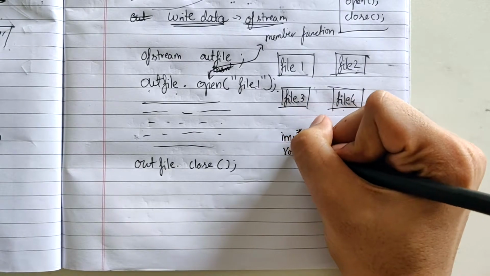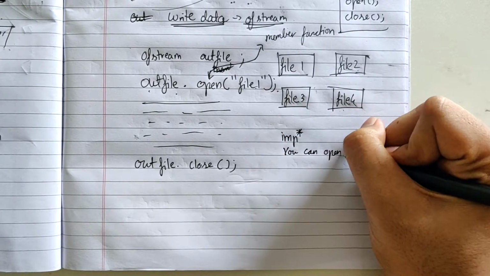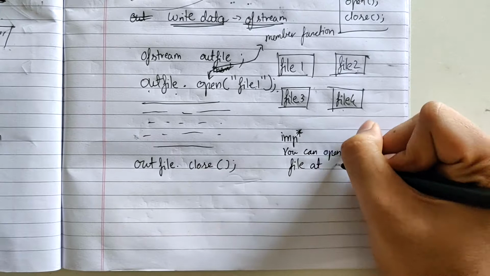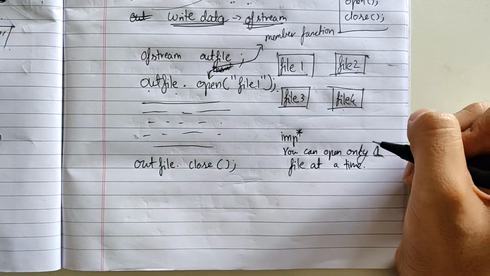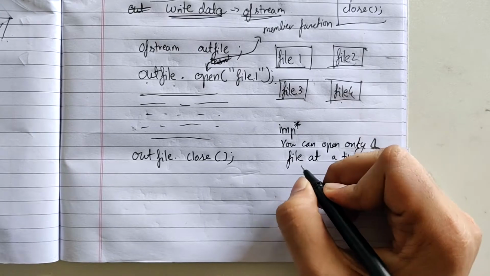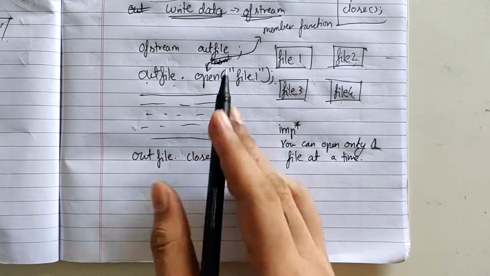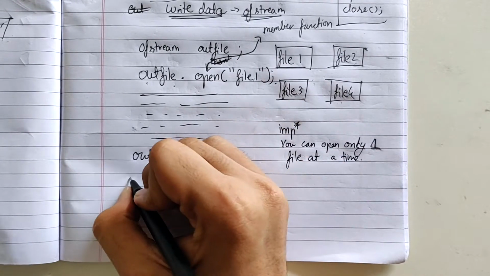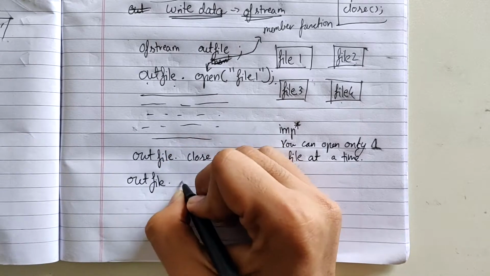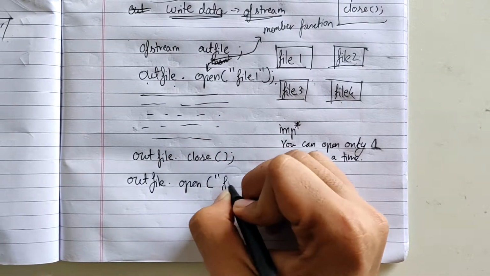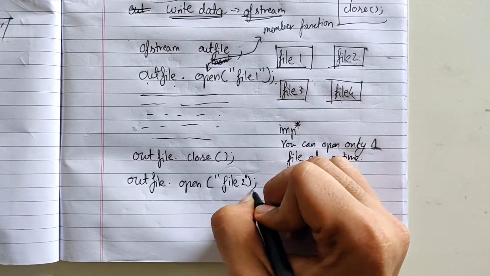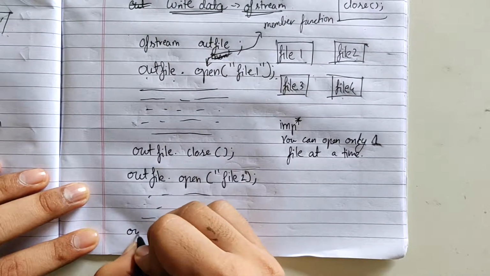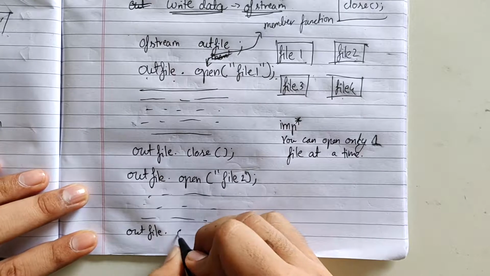You can open only one file at a time. So, if you want to work on another file, you have to first close the first file that you're working on and then open another file. Like, if I want to work on file 2 now, I'll write outfile.open file 2. I'll work on it. And then I have to close it again, that is outfile.close.